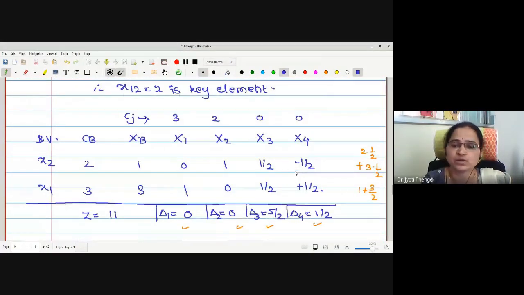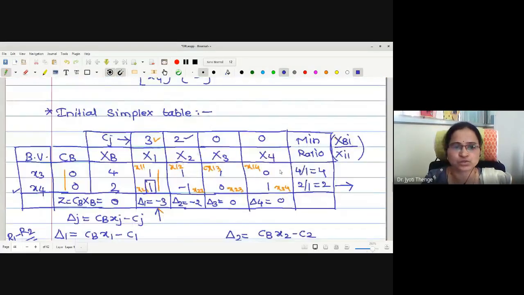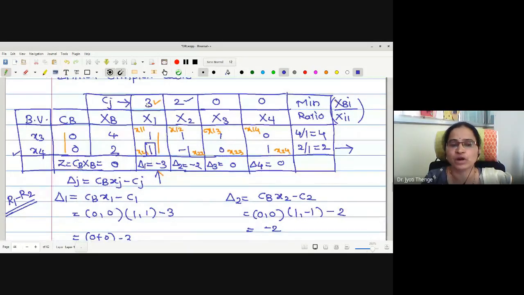Now I will tell you some quick tips for simplex algorithm. Now let us do an observation. In the initial simplex table, whatever the CJ entries at the top are, the negative of those are nothing but the net evaluations. Therefore, no need to calculate net evaluations for the first table. Check here: for x1, 3, net evaluation is minus 3, 2 minus 2, 0, 0, 0, 0. Good.